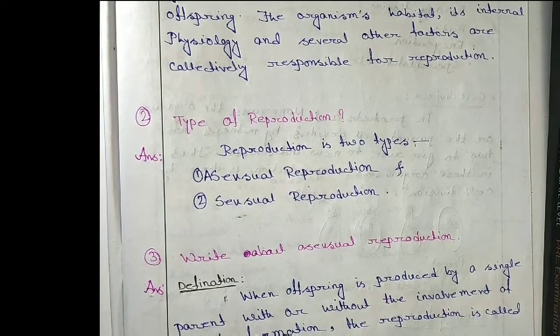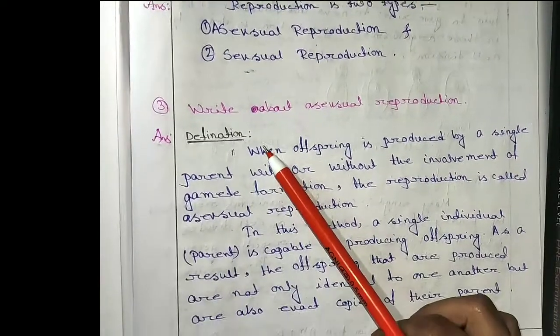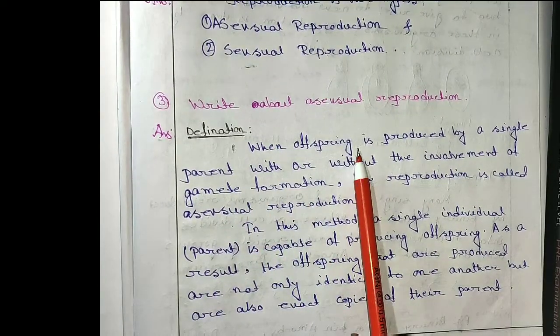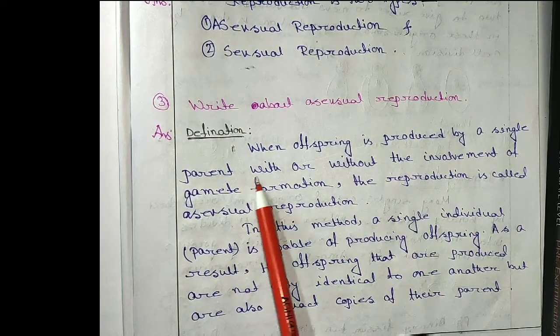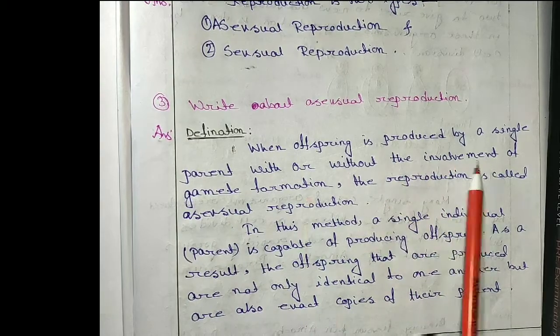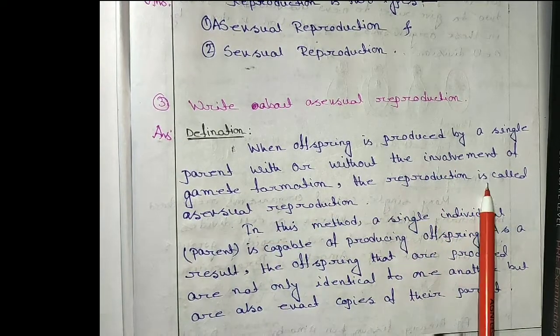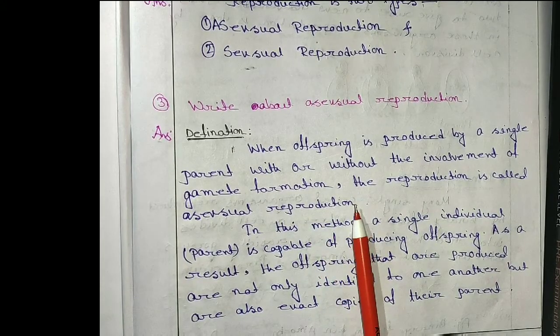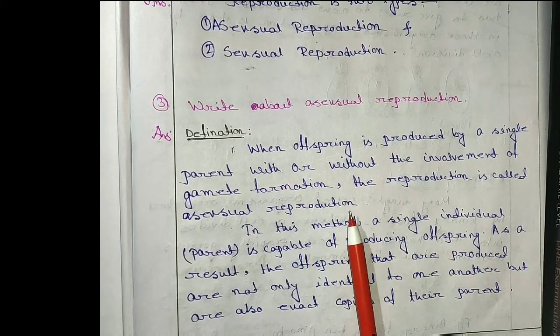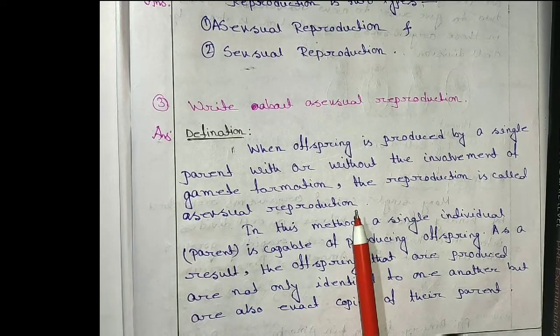Now we will discuss asexual reproduction. What is asexual reproduction? When offspring are produced by a single parent with or without the involvement of gamete formation, the reproduction is called asexual reproduction. So in asexual reproduction, a single parent is capable of forming new offspring, and there may be gamete formation involved or not.